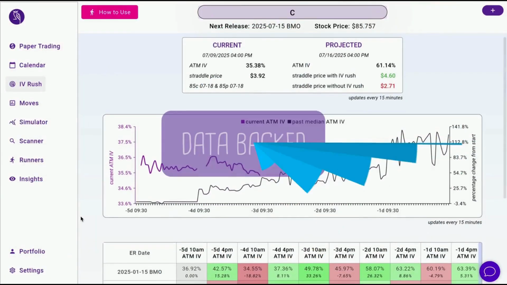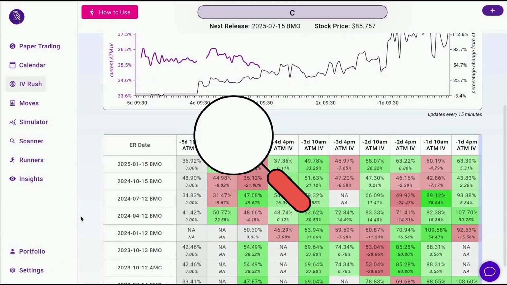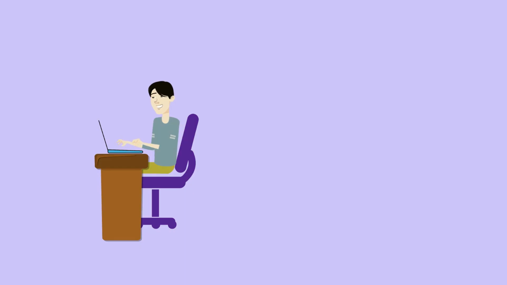Altogether, this tool gives you a data-backed lens into how IV behaves before earnings. Go ahead and explore the tool.